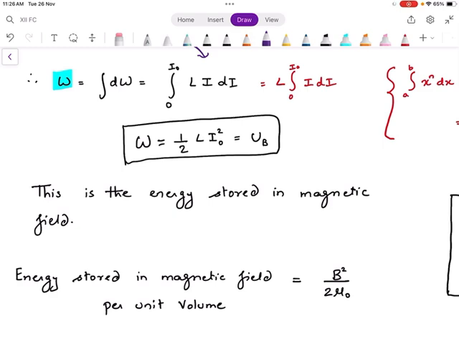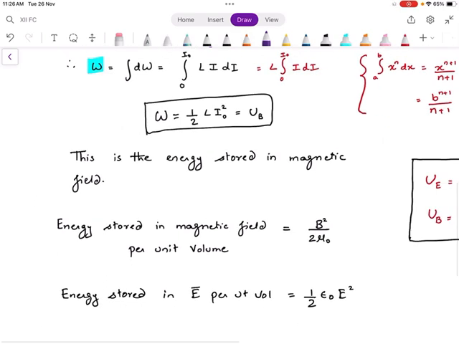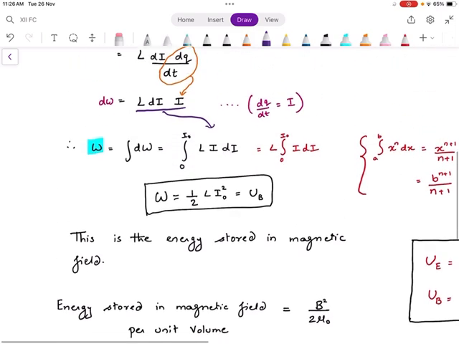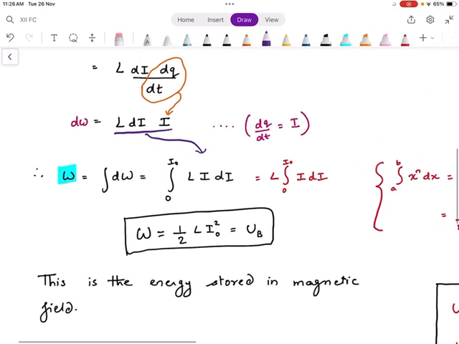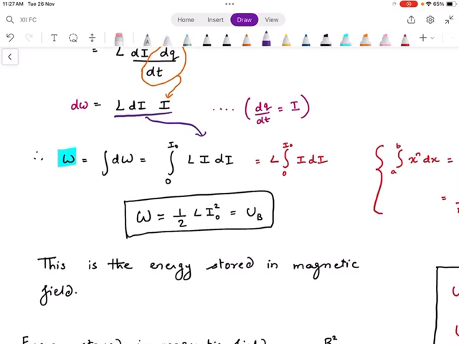From that, I can find the energy stored in the magnetic field per unit volume also. That we will see later. Anyway, I get W is equal to half L I naught square. That is the energy stored in the magnetic field.